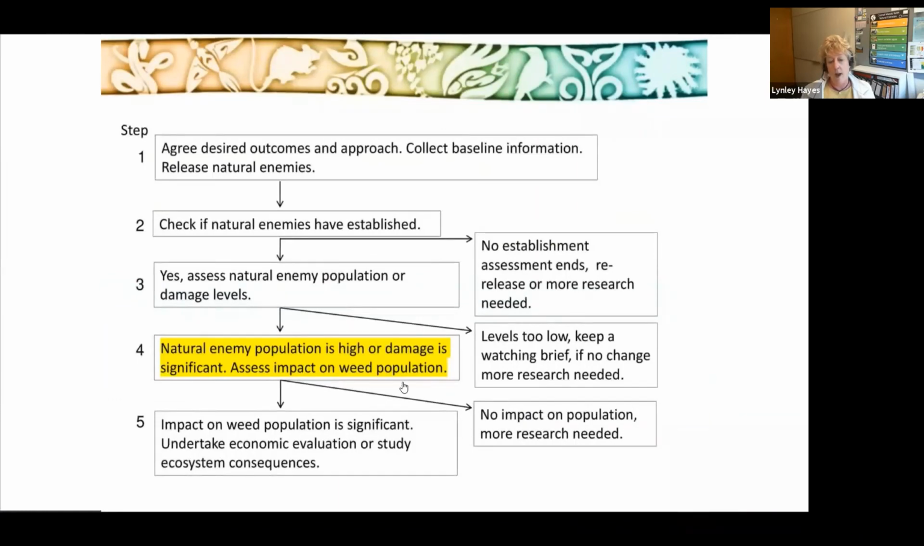So all going well, the numbers are building up. There's lots of beetles, there's lots of damage. Then we can go on and look at what that means for the weed population or for our ecosystem. If it doesn't appear to be, for some reason, having any impact on the population, then we need to do more research. Well, why is that? But usually if you're getting high levels of damage, we're on to step 5 here. And what does that mean? What does that mean for our country?